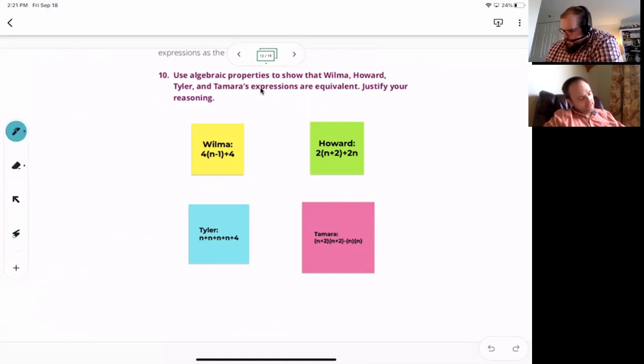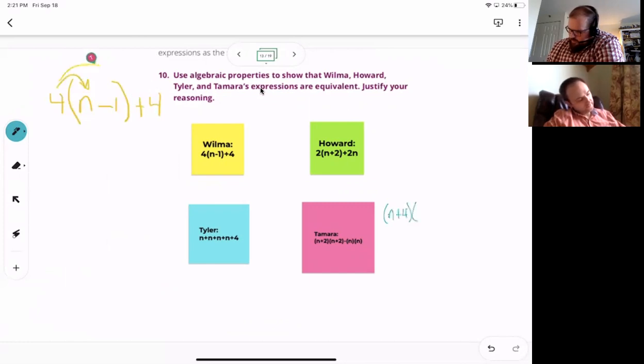Okay, I got you. So for Wilma, I'm going to use the distributive property. Are you going to use the distributive property? I am. I like that I wrote the problem wrong immediately, because I started talking to you. I'm sorry. And then I'm going to, even as I'm writing this, simplify n times n, write that as n squared.